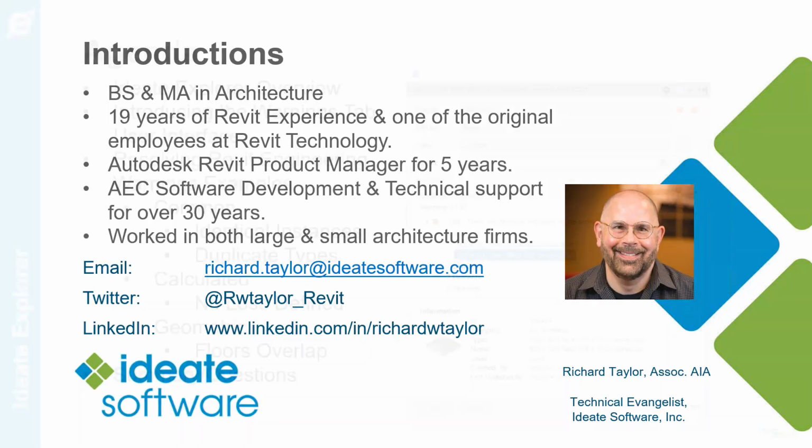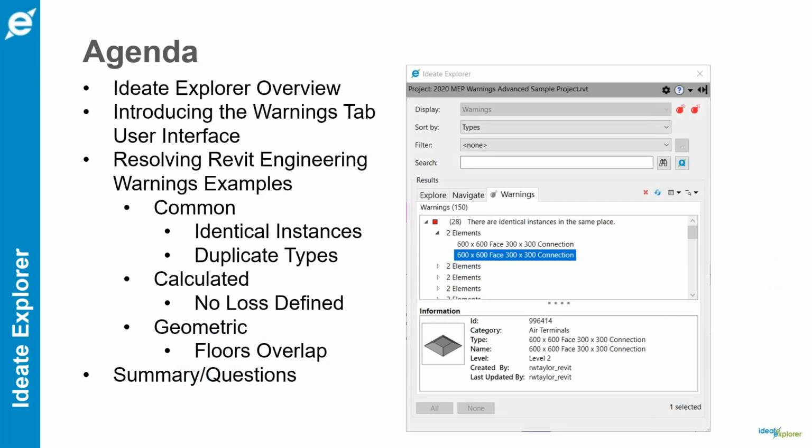So today, for this short 30-minute webinar, we're going to give you a very quick overview of our solution called ID8 Explorer, but really talk about the Warnings tab, or the Warnings Management feature within ID8 Explorer, and talk about that user interface. And then I'm going to show some common Revit engineering warnings, some examples of common warnings, calculated warnings, and geometric warnings. I'm also going to solicit some feedback from you as well. And at any time you can type questions and I'll try to answer those as best I can.